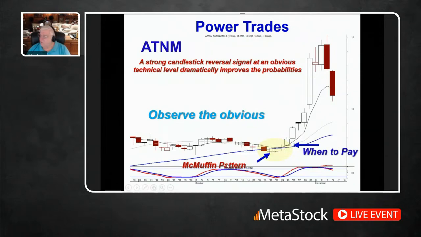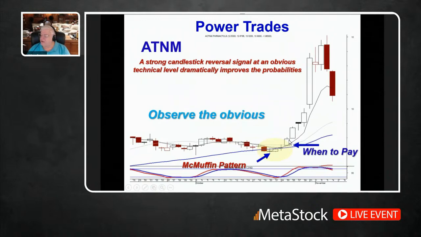Here is what we call the McMuffin pattern. This is our morning star signal. It's a big dark candle, then a doji. And then the next day does a bullish candle that closes more than halfway up that candle. It's very symmetrical. That's one of the 12 major signals, your morning star signal. Then you have your doji and then a positive open.